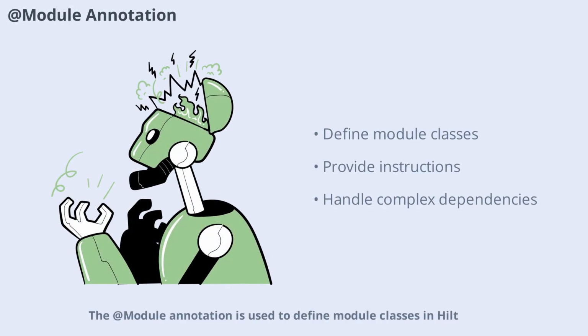The @Module annotation is used to define module classes in Hilt. Modules provide instructions to the dependency injection framework on how to create and provide instances of dependencies. This is especially useful when a class cannot be instantiated directly, such as interfaces or third-party classes. By defining modules, you give Hilt the information it needs to manage complex dependencies.